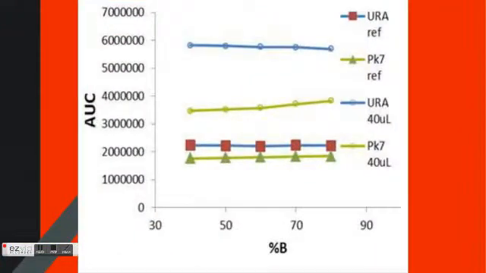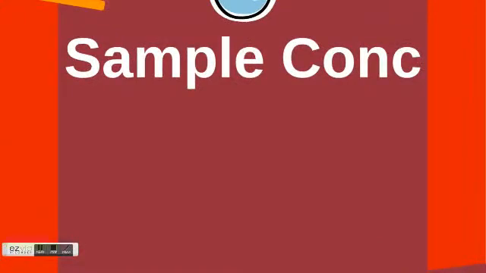This can be seen using this graph. As you can see, the higher the injection volume, the higher the area under the curve. Sample concentration also changes the area under the curve. Increasing concentration increases the number of analytes that are able to be detected.